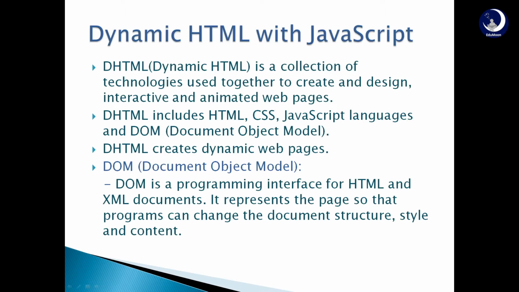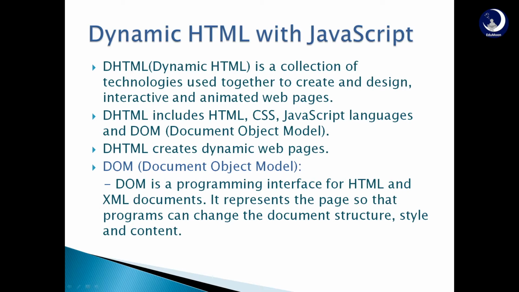Dynamic HTML or DHTML is a collection of technologies used together to create and design interactive and animated web pages. The technologies include HTML, CSS, JavaScript languages, and DOM. DHTML creates dynamic web pages. While we were using HTML, CSS, JavaScript to create web pages, we were able to create only static web pages. Although we were able to add some dynamic functionality to the web pages using JavaScript, they are not fully dynamic. DHTML, using a model named Document Object Model, helps us to create dynamic web pages.